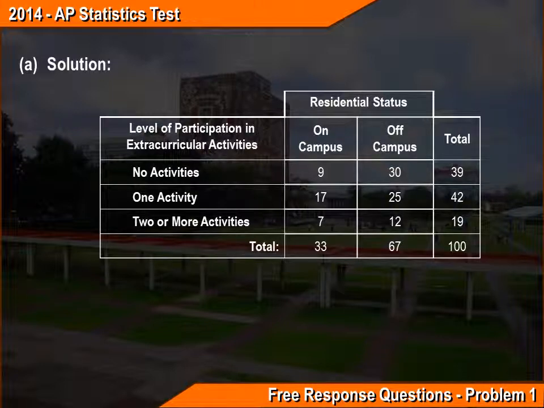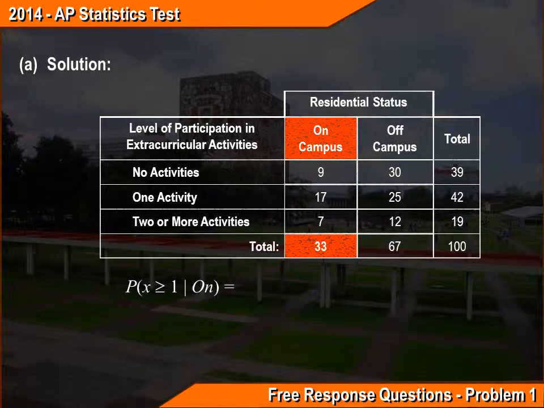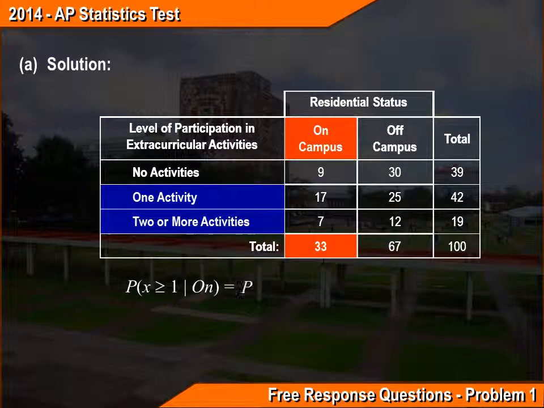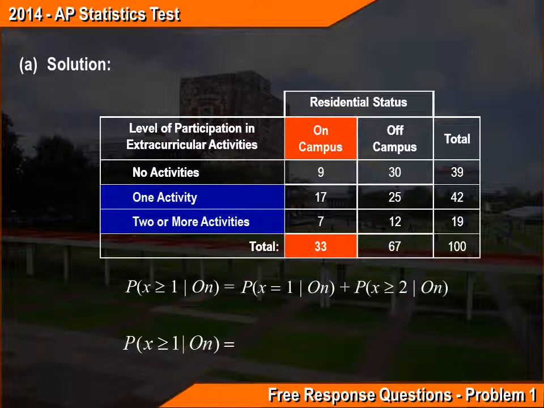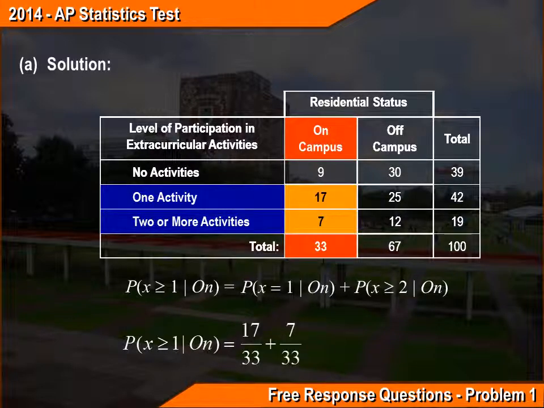Then, the proportion of students participating in at least one extracurricular activity given that they live on campus will be the addition of the corresponding values for one activity and two or more activities under the on-campus column. To compute this probability, we have to add the fraction 17 over 33 plus 7 over 33. The result will be approximately 0.727.